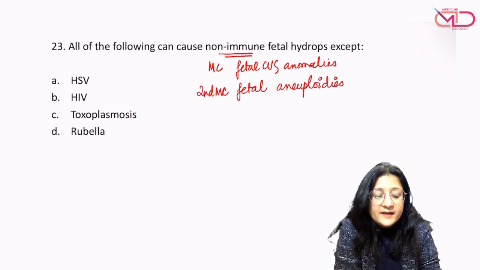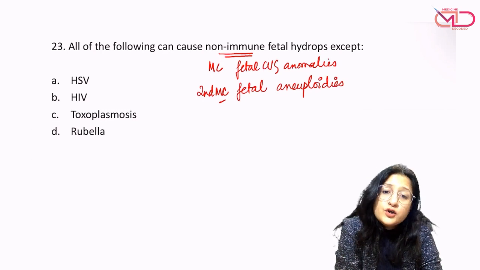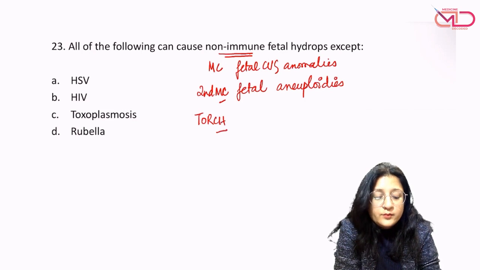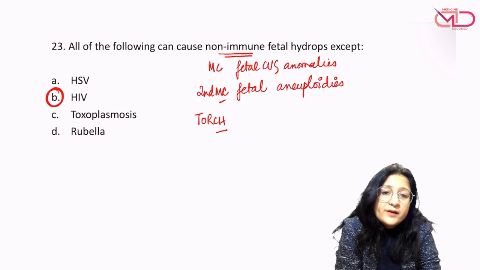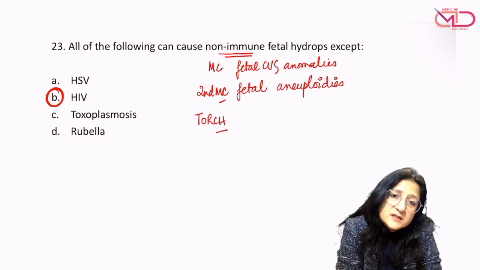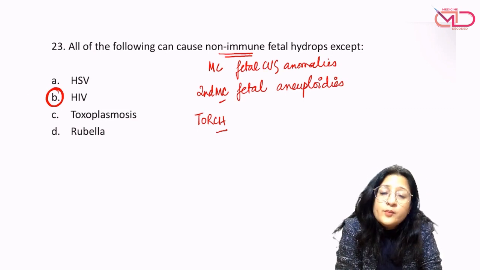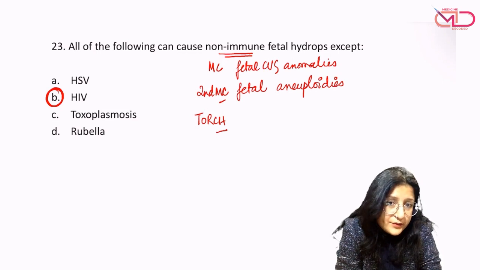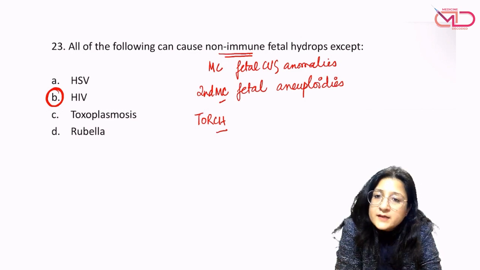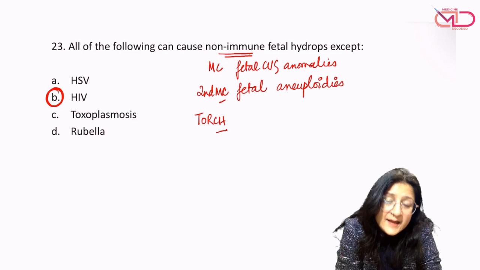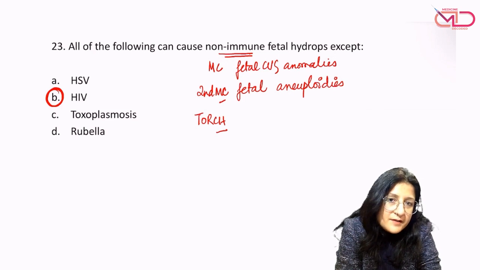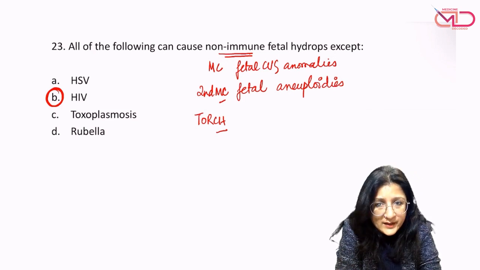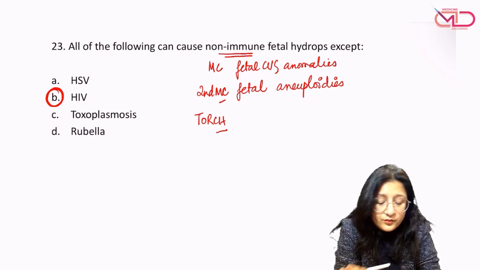And other than that, fetal infections can also cause non-immune hydrops. Now, the TORCH group of infections can cause non-immune fetal hydrops, right? Now, HIV, if the mother has HIV, then the fetus can have vertical transmission of HIV, predominantly during the intrapartum period, during the period of delivery. There is risk of maternal to child HIV transmission. And HIV is not considered to be a teratogenic virus, right? So placental transmission of HIV virus is hardly happening, right? So HIV does not cause non-immune fetal hydrops.